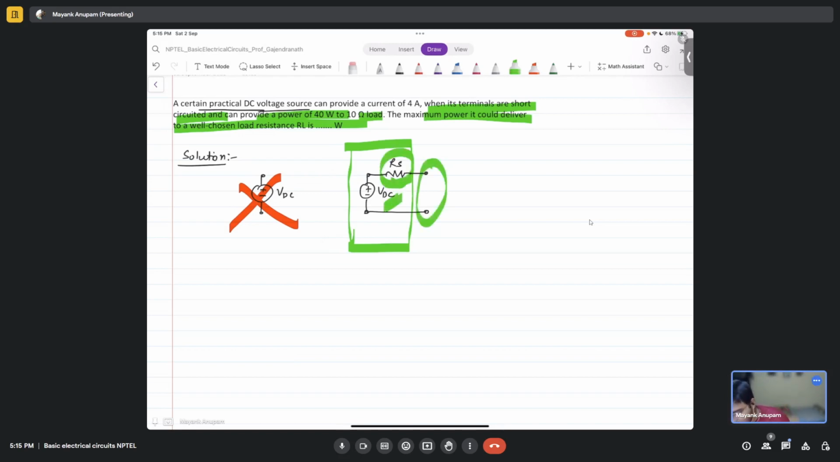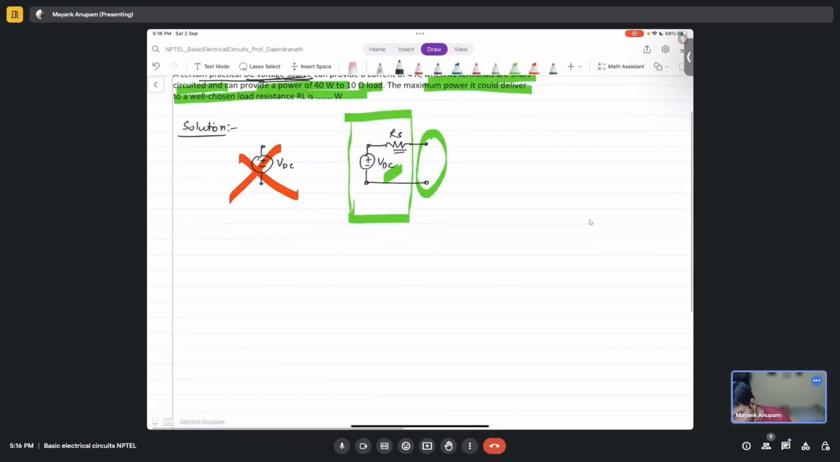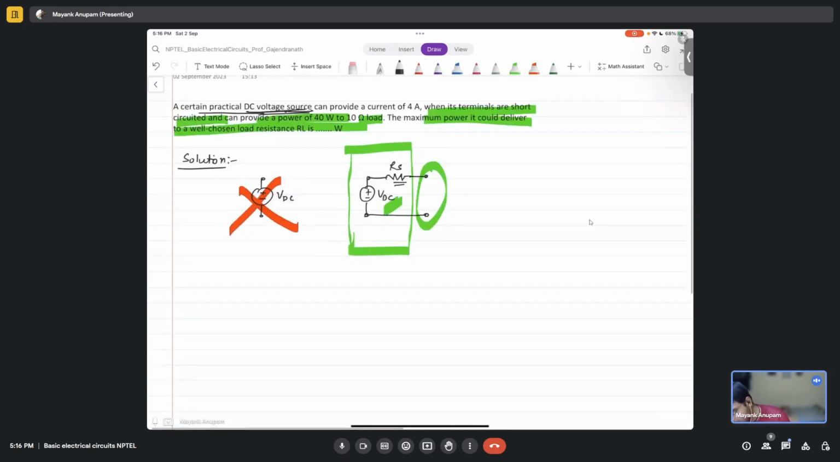You will always have a resistance with it. This resistance will be very small, but you will always have it with a DC voltage, whatever voltage source or battery you buy. So any practical DC voltage source will always have an associated series resistance. Okay. Now, when that is the situation, now you have been asked.